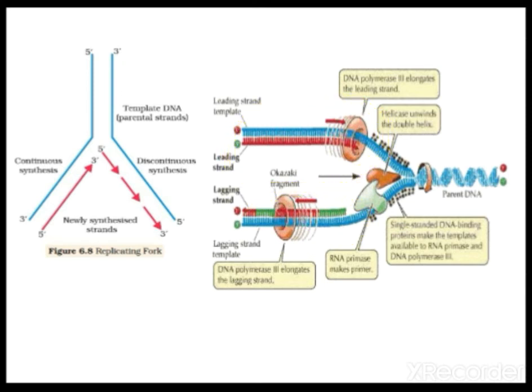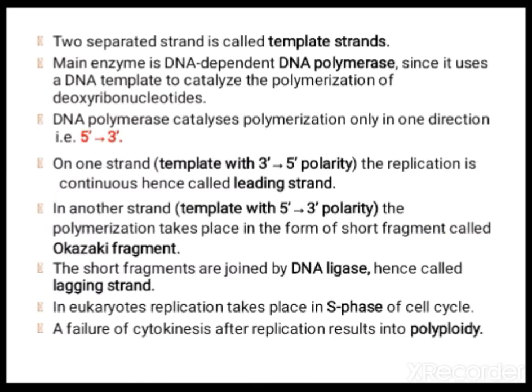The leading strand you call continuous synthesis, and this other side you call discontinuous synthesis. Here the DNA polymerase elongates. Then ultimately the new strands are formed in both directions. Then the DNA is fully completed and it will be released.